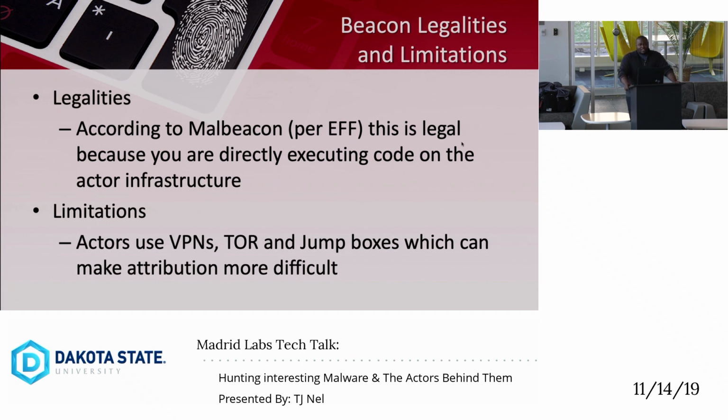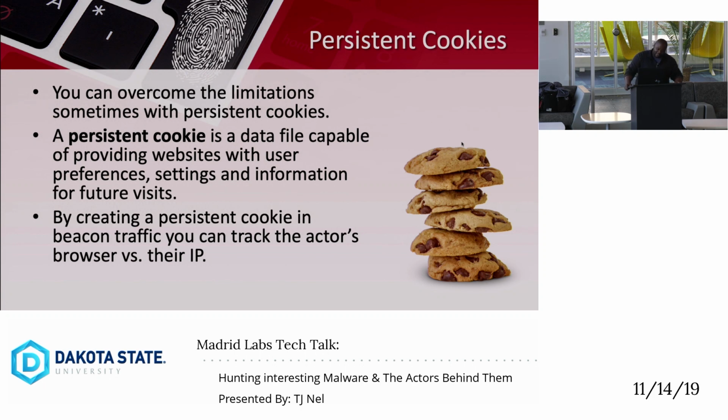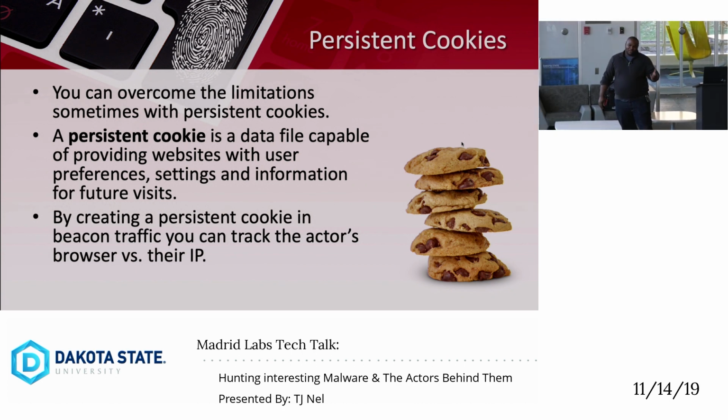There are limitations to this as well. Hackers use VPNs, Tor, and jump boxes, and that can make attribution a little bit more difficult. But we also have something called persistent cookies. Persistent cookies are like when we talk about cookies in web browsing. You know how Facebook knows when you've logged back in and that you are you? It's a session cookie. That browser has a token that says, this is who I was, and then it gives that back, and it's like, okay, you can stay on and be logged in, so you don't have to re-log in.